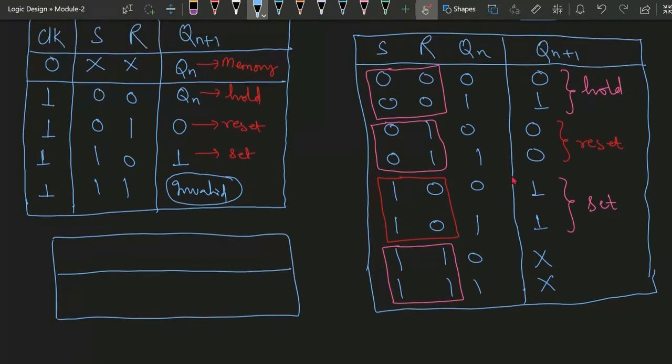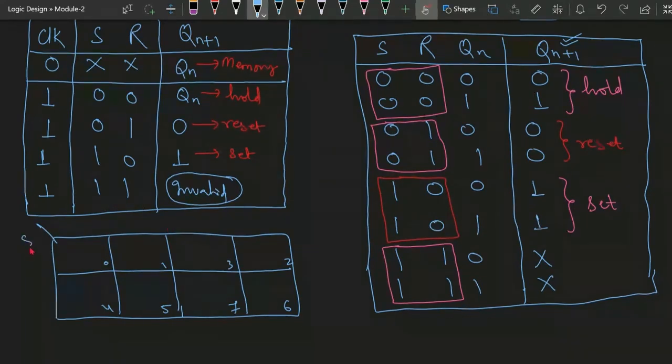If this is the truth table for a particular function, wherever there is a 1, with respect to that we will find the min terms and put them into the K-map to simplify it. We want to get an equation for Qn plus 1, so for that we will draw the K-map and simplify it for different input conditions.